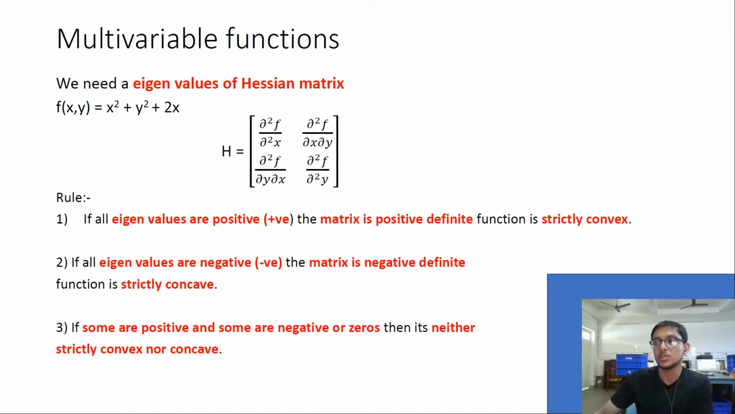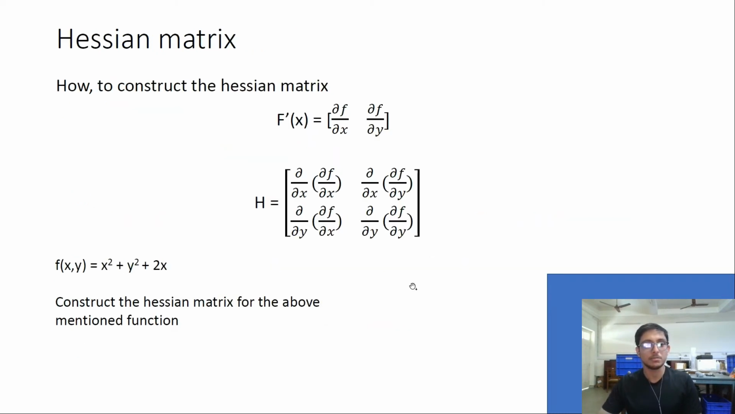Now, a hack, which will not work every time, is that you can calculate the determinant of that particular matrix. If the determinant is negative, that means one of the eigenvalues is negative and one of the eigenvalues is positive. Or if the determinant is zero, then one of the eigenvalues is zero. So you can directly tell that this function is not convex or concave without actually calculating the eigenvalues. With that out of the way, we will do an example.